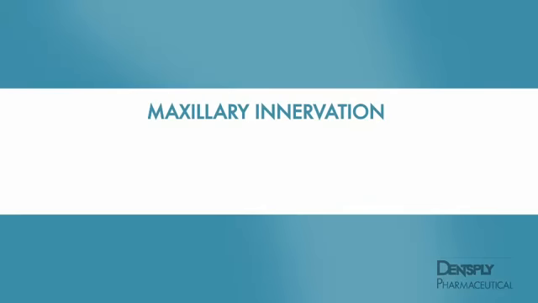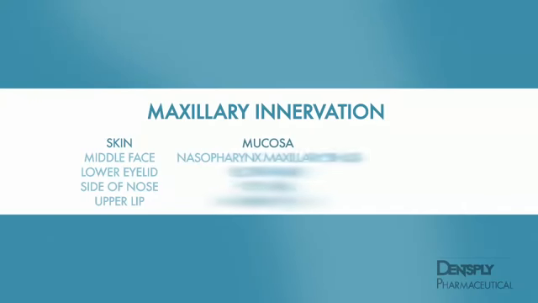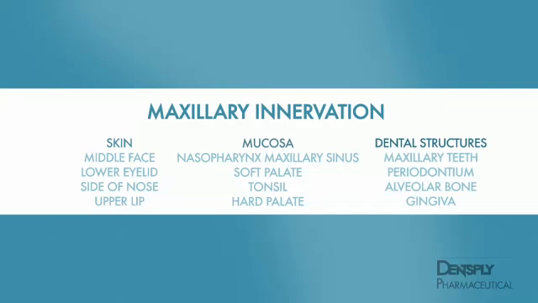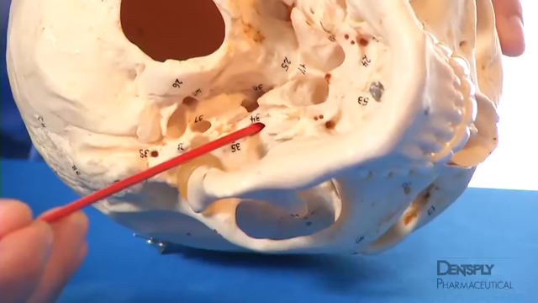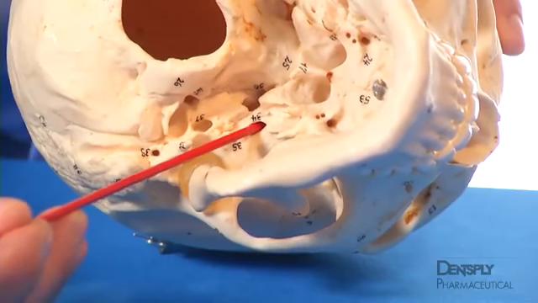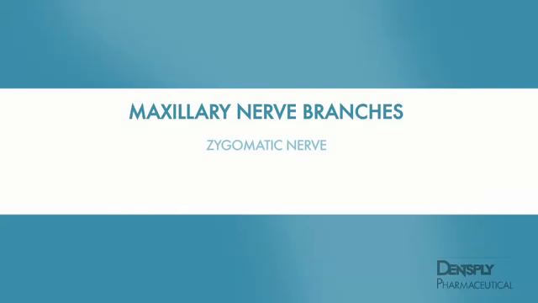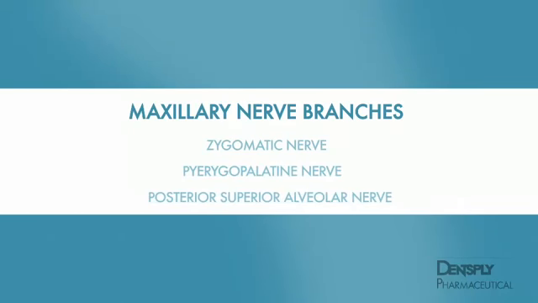The maxillary division of the trigeminal nerve is exclusively sensory and innervates the skin of the middle portion of the face, lower eyelid, side of nose and upper lip, the mucosa of the nasopharynx, maxillary sinus, soft palate, tonsil and hard palate, and the maxillary teeth, periodontium, alveolar bone, and gingiva. The maxillary nerve exits the cranium through the foramen rotundum to reach the pterygopalatine fossa, where it gives off several branches: the zygomatic nerve, the pterygopalatine nerve, and the posterior superior alveolar nerve.